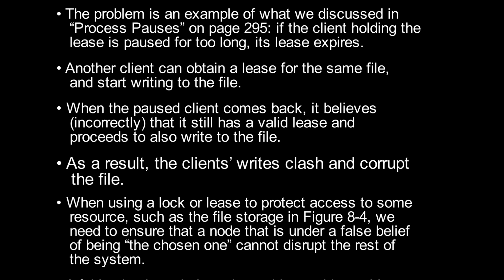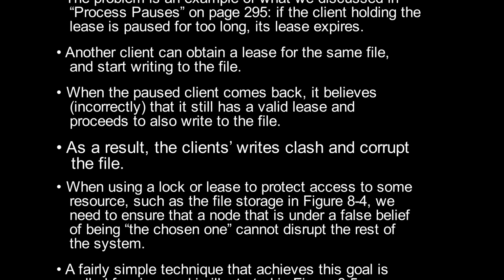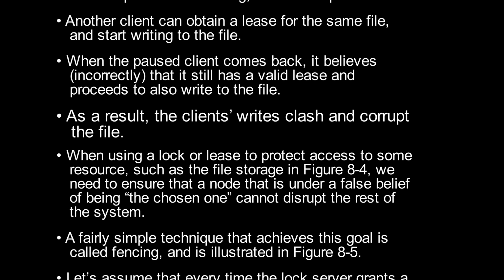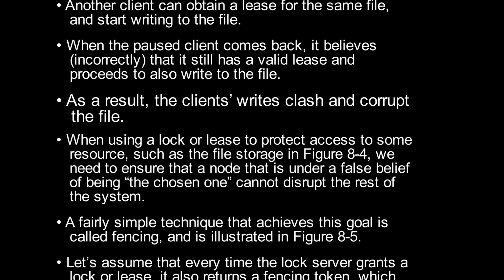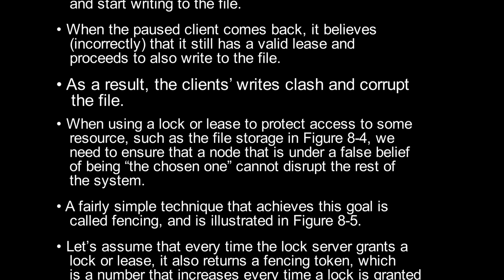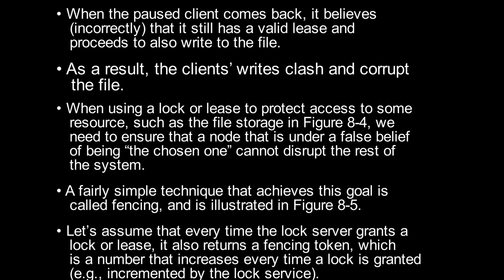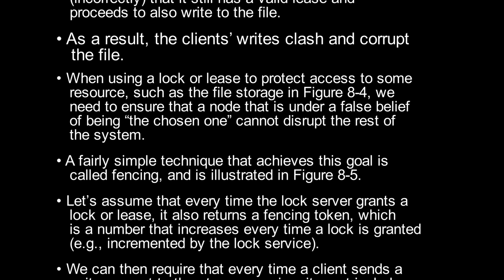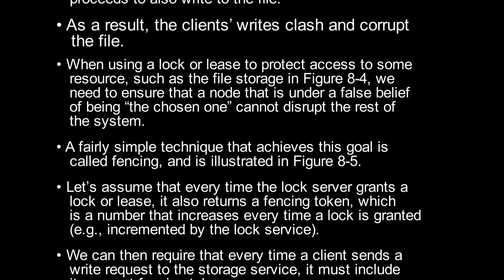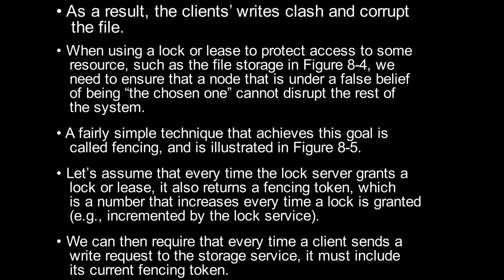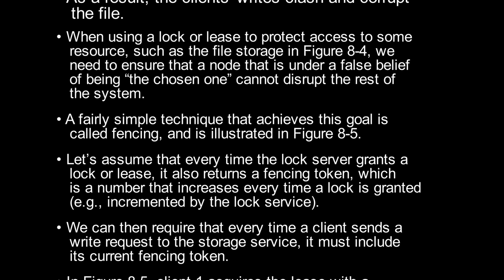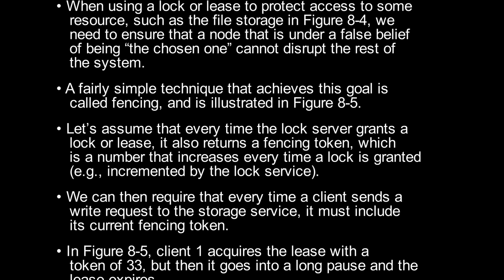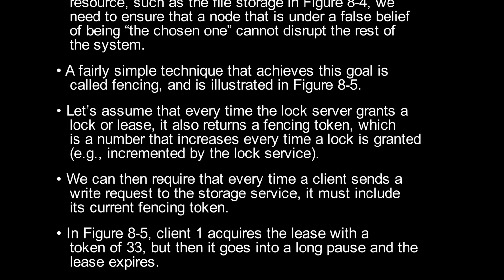When using a lock or lease to protect access to some resource, such as the file storage in Figure 8-4, we need to ensure that a node that is under a false belief of being the chosen one cannot disrupt the rest of the system. A fairly simple technique that achieves this goal is called fencing, and is illustrated in Figure 8-5. Let's assume that every time the lock server grants a lock or lease, it also returns a fencing token, which is a number that increases every time a lock is granted, for example incremented by the lock service.